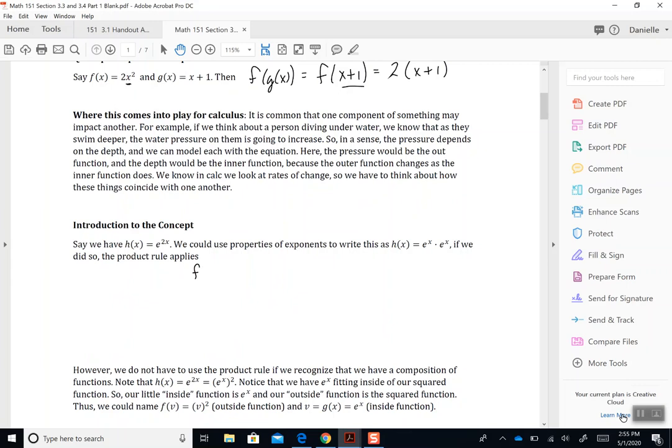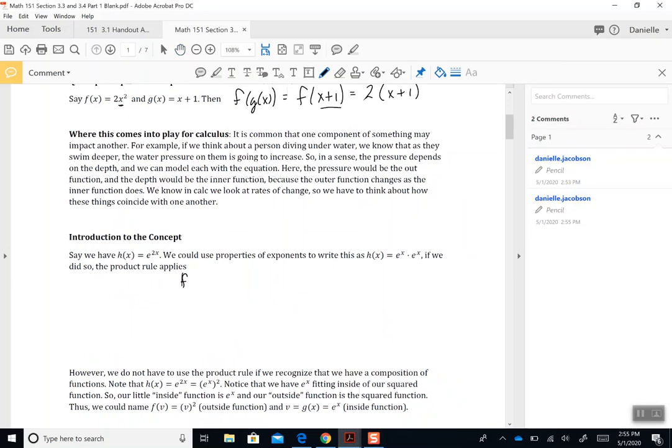I used h instead of f there, so put a little h in there. So I have h prime of x. If I spell out the product rule, it is the derivative of the first, e to the x, times the second, so times e to the x, plus the first, e to the x, times the derivative of the second, e to the x prime. This would give us e to the x times e to the x plus e to the x times e to the x, which is a little tedious, but it's the same as 2e to the 2x.